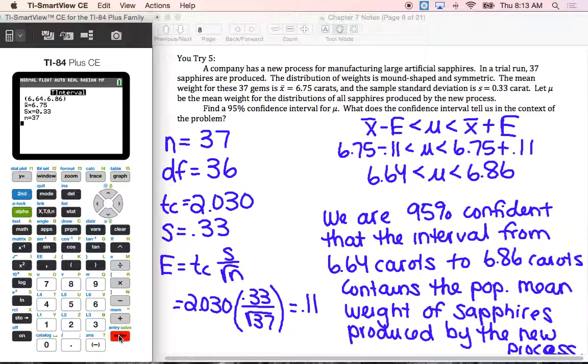Some of the problems are going to require you to find your x bar and your s. You should know how to do that. That's when you plug everything into your L1 and do your 1-Var Stats. So you're going to have to find x bar and s sometimes too as you go through these. And look at my WebAssign help. It will help you go through some of those harder problems on how to set things up. Again, if you have questions, send me questions and we can go over any problems that you want to do together.